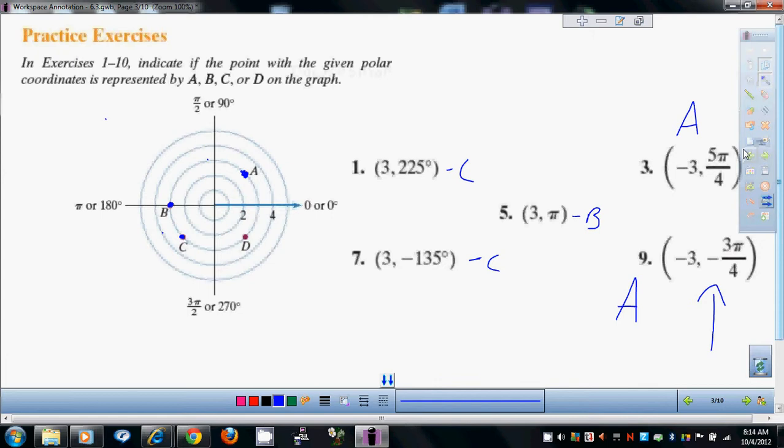What's another way you could come up with the same point without just using coterminal angles? Really, there's only one other way to do it. Without just changing the angle, what is another way we can come up with the same point?